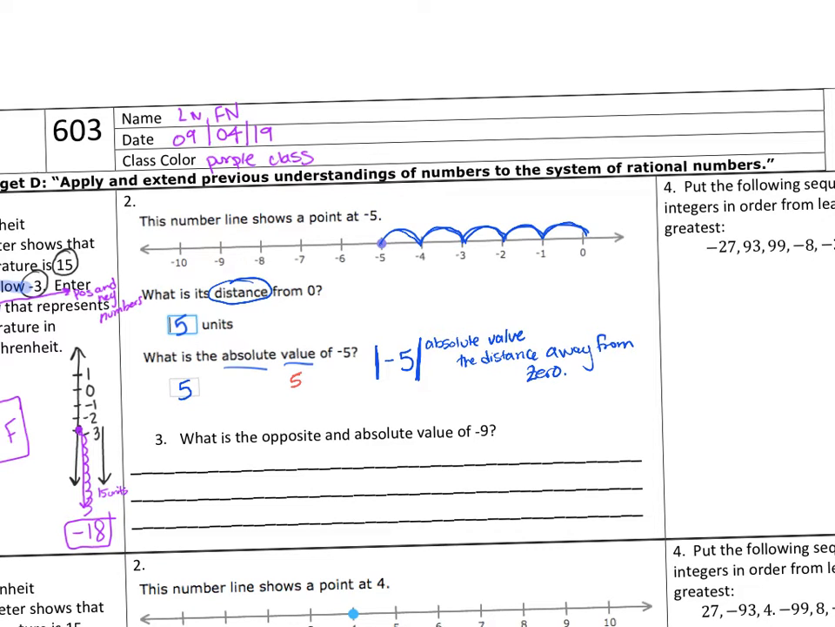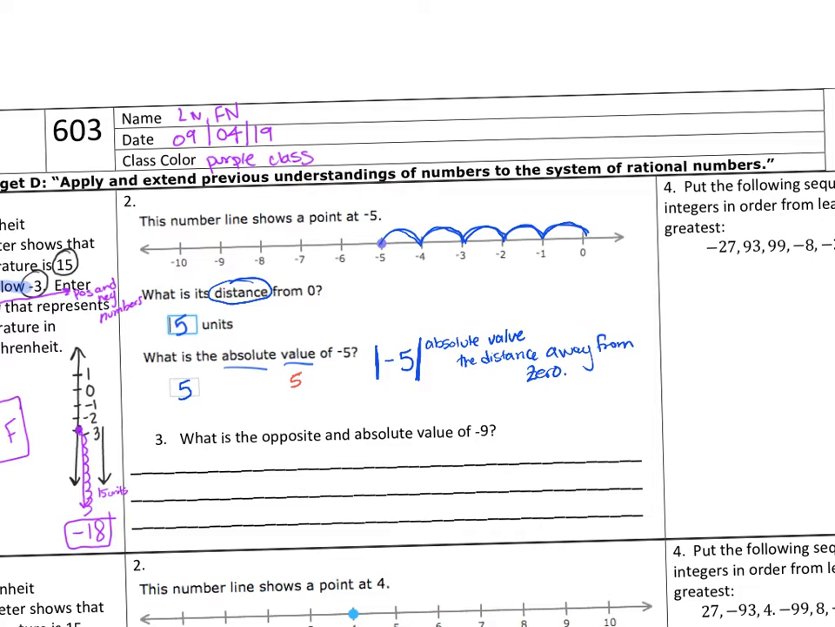How far is 5 away from 0? Without talking, go ahead and show me with your hand. How far is 5 away from 0? So the absolute value of 5 would just be 5. Okay, let's look at number 3.